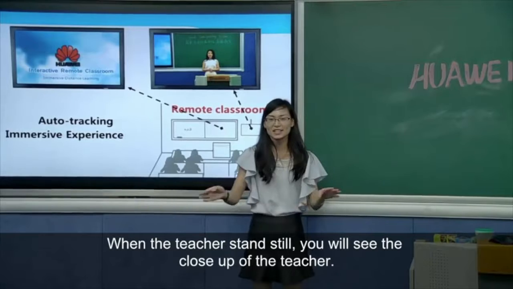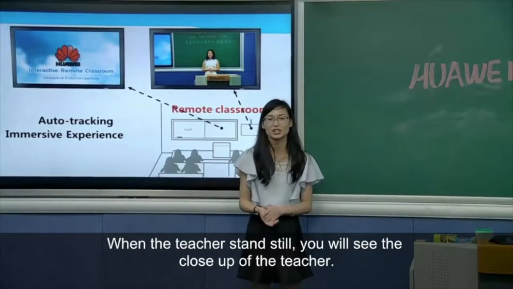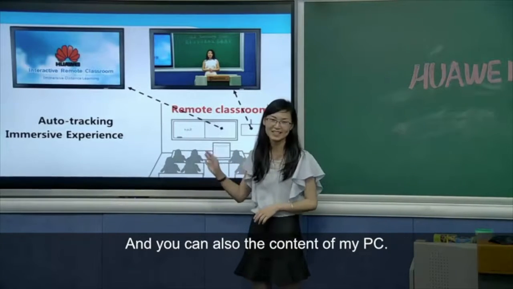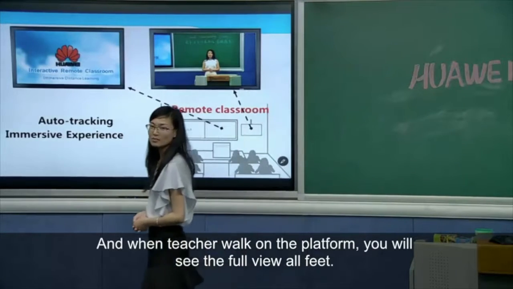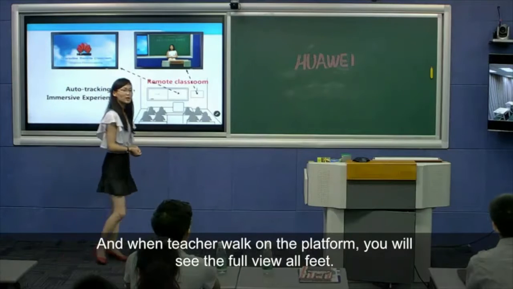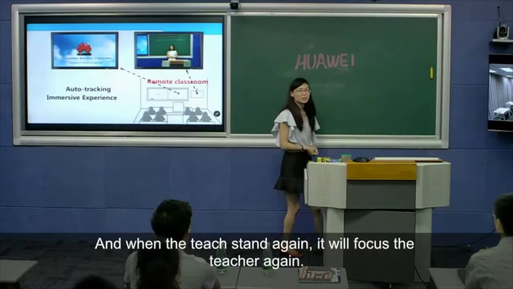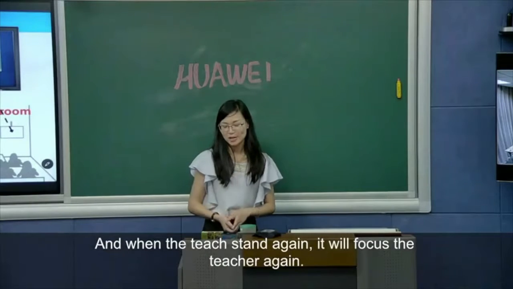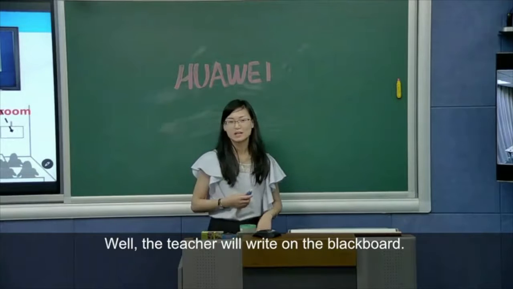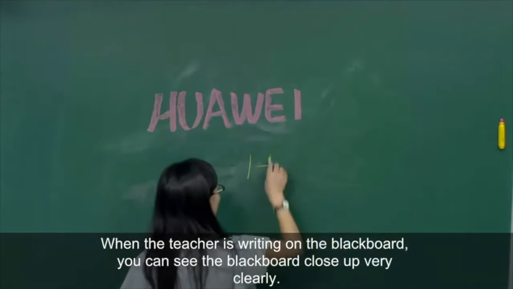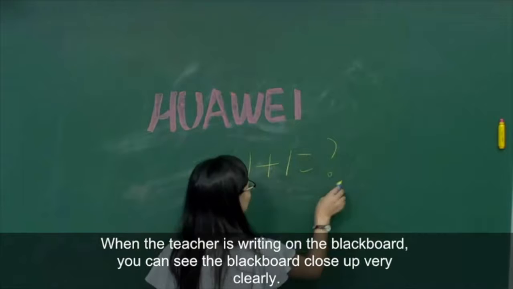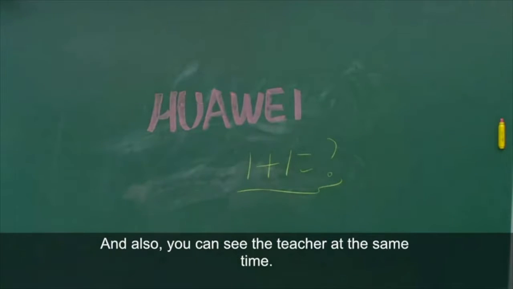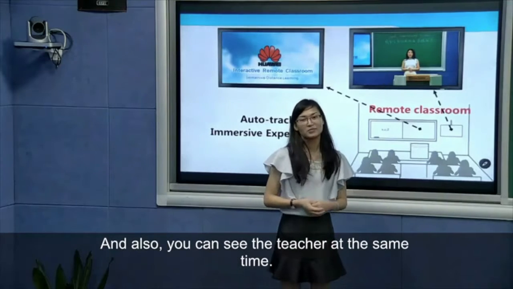When the teacher stands still, you will see the close-up of the teacher, and you can also see the contents on my PC. When the teacher walks on the platform, you will see the full view of it. When the teacher stands still again, it will focus on the teacher again. Now the teacher will write on the blackboard. When the teacher is writing on the blackboard, you can see the blackboard close-up very clearly, and also you can see the teacher at the same time.